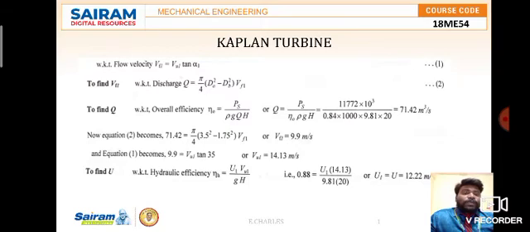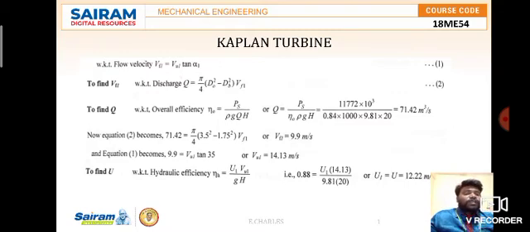We can substitute this discharge value in equation number 2, that is Q is equal to pi by 4 into (d naught square minus dB square) into Vf1. Substituting all the values, discharge 71.42, pi by 4, d naught 3.5, and dB equal to 1.75 squared, the unknown is Vf1, so Vf1 is equal to 9.9 meters per second. The same Vf1 value we substitute in equation number 1, Vf1 is equal to Vw1 tan alpha 1. So Vw1 is equal to 14.13 meters per second.